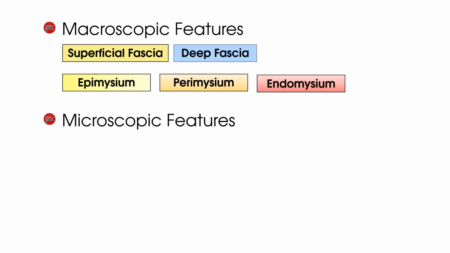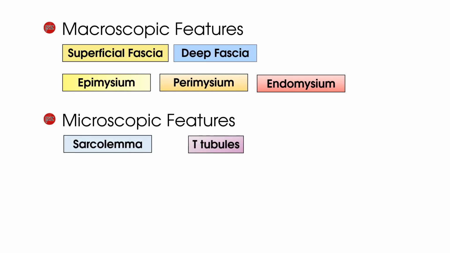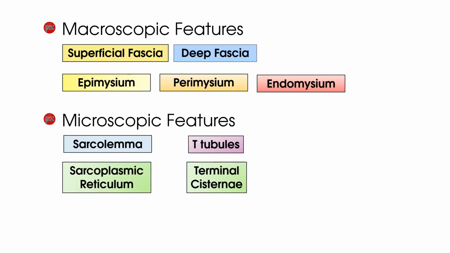And then we moved on to the microscopic features. So we saw the cell membrane, the sarcolemma, which is around each muscle fiber. And then from there we have the T-tubules, and around each myofibril we have the sarcoplasmic reticulum, and then they dilate into the terminal cisterna. And where those T-tubules and terminal cisterna meet, we have the triad zone.